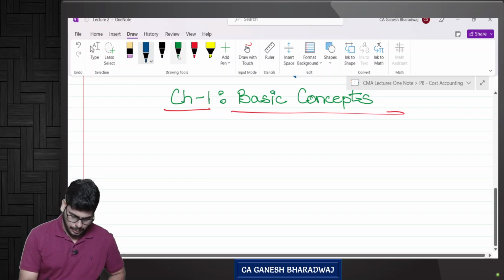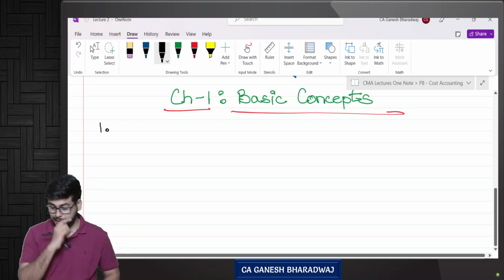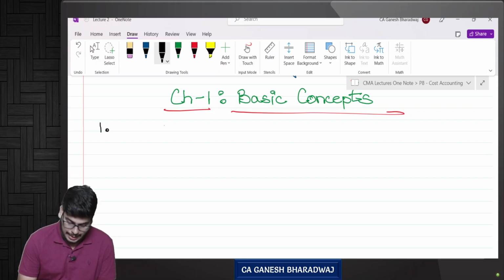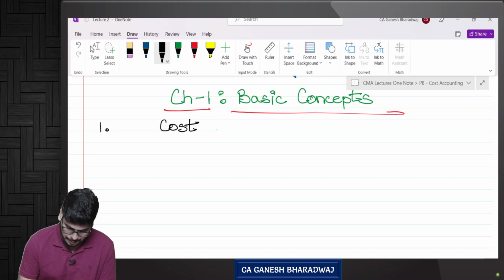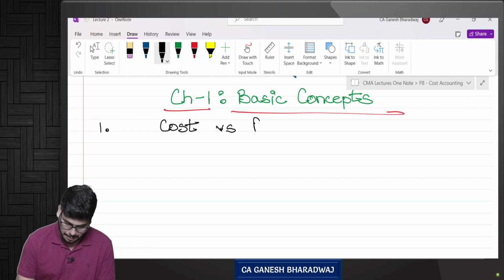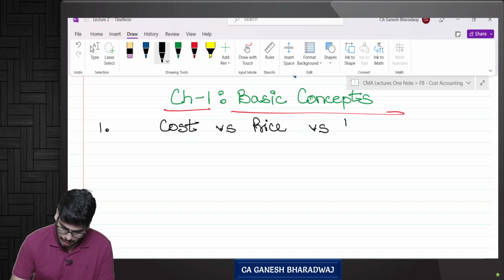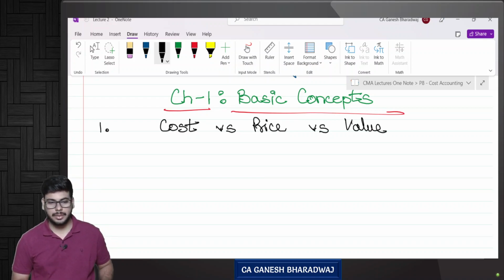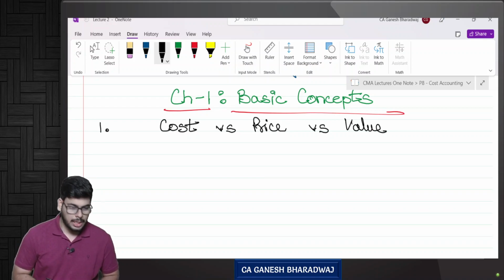Now, the first discussion that I want to tell you before I enter into this chapter, before I enter into the basic concept, is a concept called cost versus price versus value. Cost versus price versus value. Now, what is this? We will be seeing now.